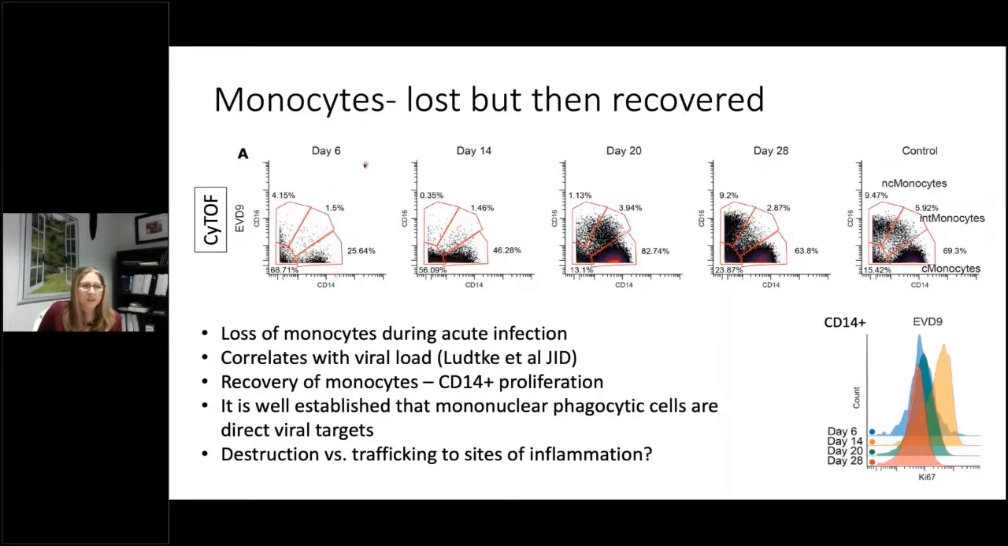time points. And our day 6 would be equivalent to sort of the data that I showed you from the previous study. So clearly monocytes are lost during acute infection. And Anya also demonstrated in her paper that monocyte loss correlated with viral load. So the more virus you have, the less monocytes you have.